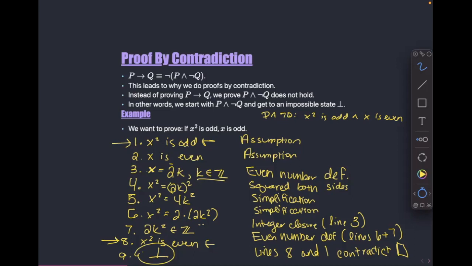And this is the same thing as proving the original P implies Q statement. So even though I proved it this way, showing that assuming X squared is odd and X is even, I get a contradiction, what I'm still proving is if X squared is odd, X is odd. Because I'm saying if X squared is odd and X is even, I get a contradiction. So that means that if X squared is odd, then X must also be odd.